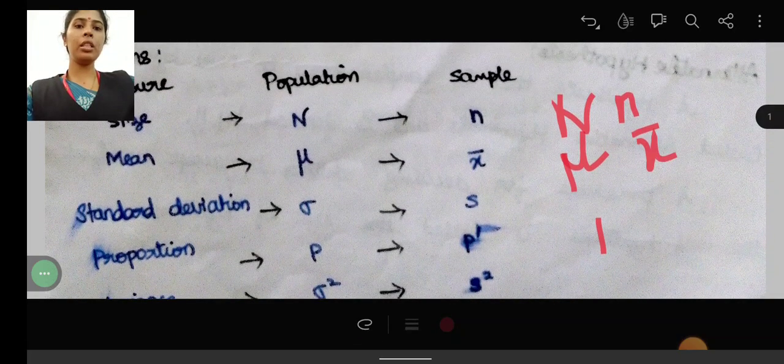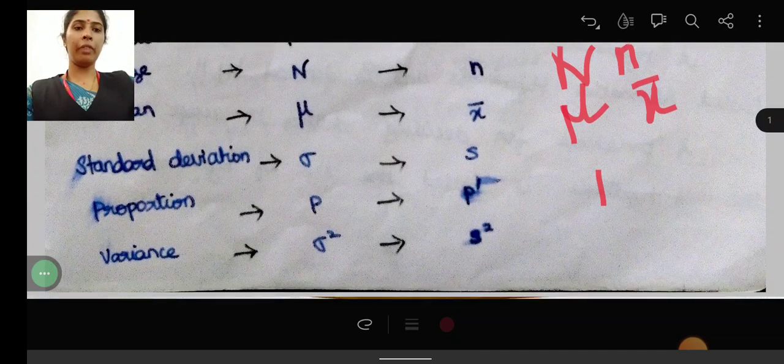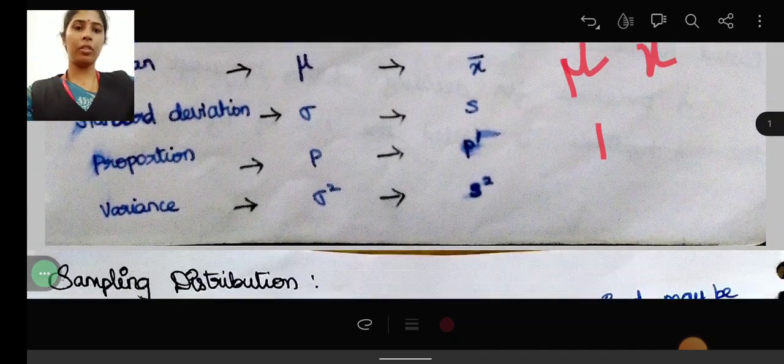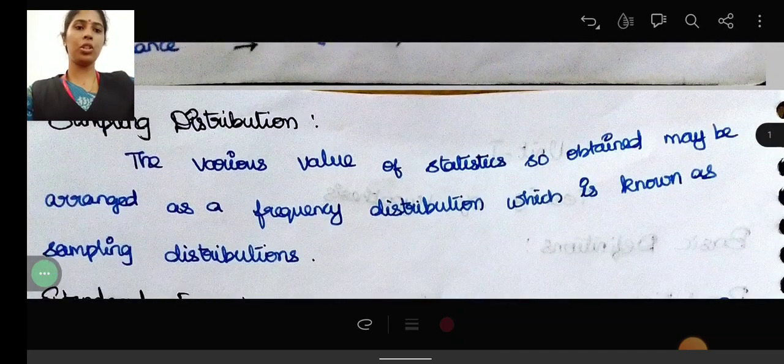Here mean is the average of the population's data, and standard deviation is the statistical error or the deviation of the values from the mean value, how it is deviating from the common value. We call it standard deviation. The next is sampling distribution.